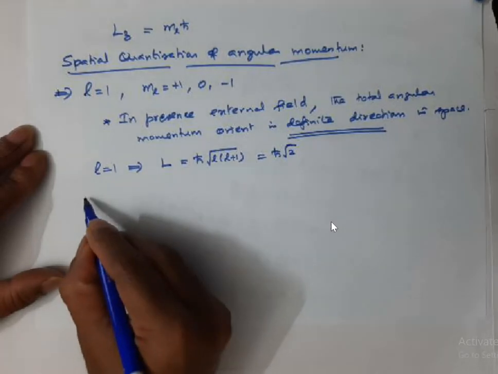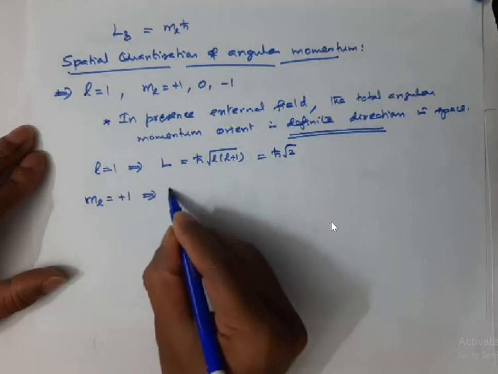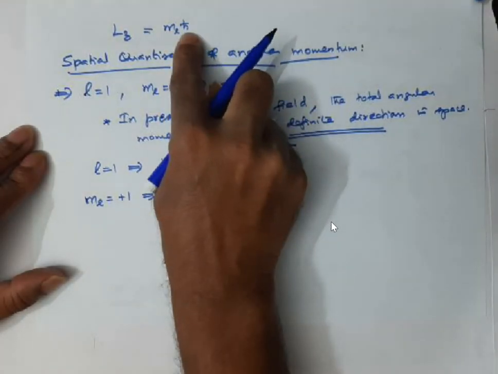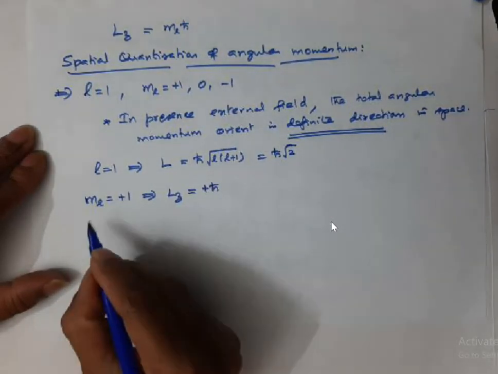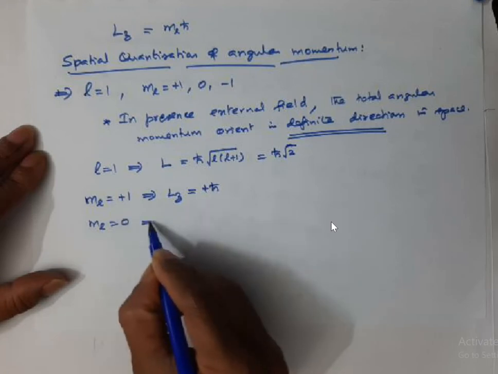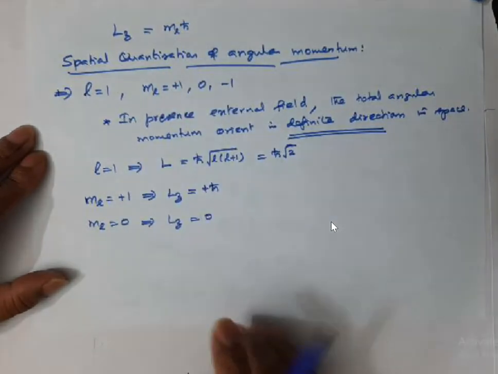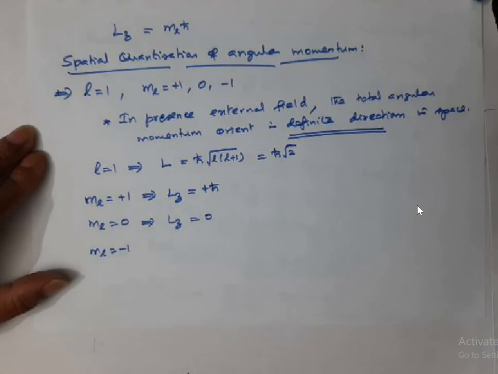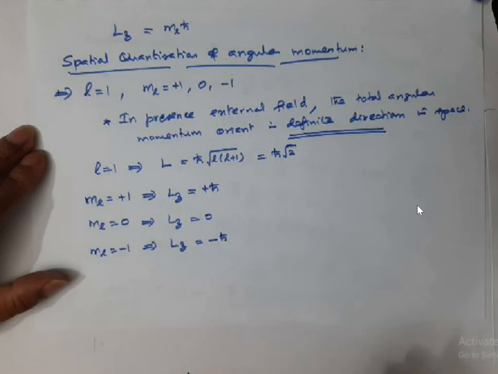Now I'll take first ml equal to +1. If ml equal to +1, then the z component of angular momentum is ml into h bar. So the ml value is +1, so I'll get plus h bar. If ml equal to 0, then the z component of angular momentum also becomes 0, because ml is 0, so 0 into h bar is 0. If ml equal to -1, then the z component of angular momentum will get the value minus h bar.